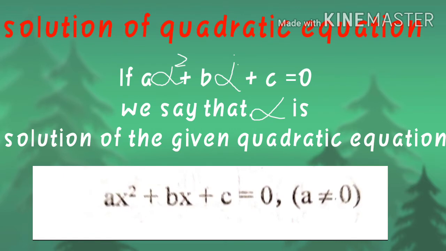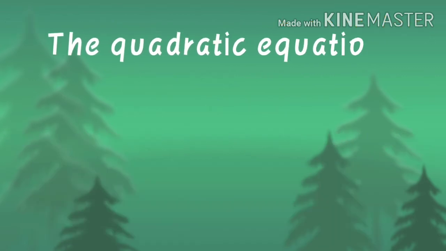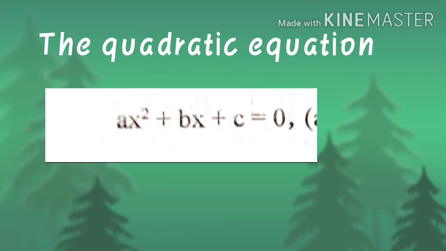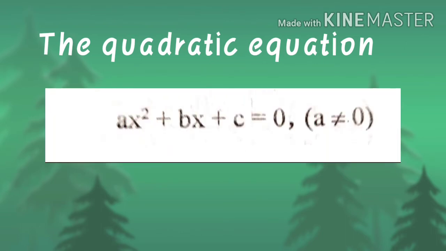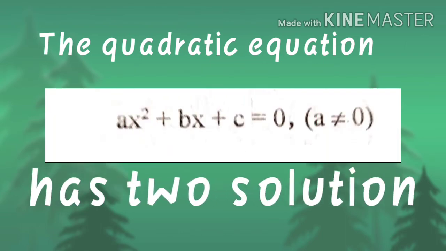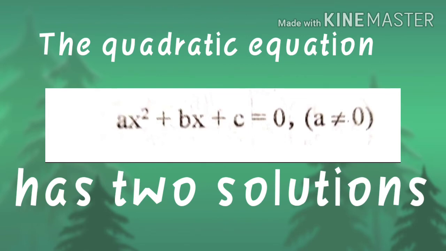If aα² + bα + c = 0, we say that α is a solution of the given quadratic equation ax² + bx + c = 0, where a is not equal to 0. The quadratic equation ax² + bx + c = 0 has two solutions, as its degree is 2.